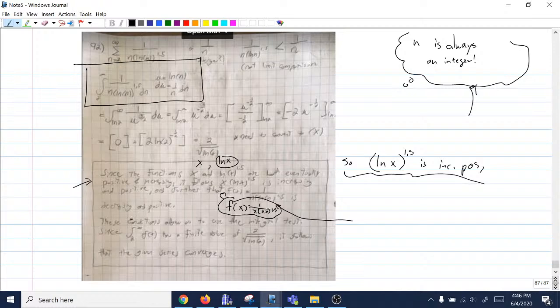These conditions allow us to use the integral test. Since this is a finite value, it follows the given series converges. Great. This is a great write-up. My suggestions are not a big deal, and I'm bringing them up because this is my chance to bring up small little comments like that. Good work. Hooray.